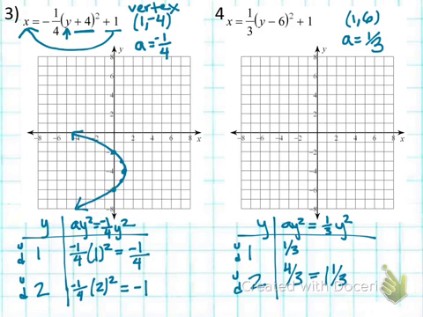Okay, plotting these points, I have 1, 6 as my vertex. If I go up or down 1, I need to go over 1/3, so those are those 2 points. If I go up or down 2, I'm going over 1 and 1/3, so I'm about here. And I can sketch my graph now.